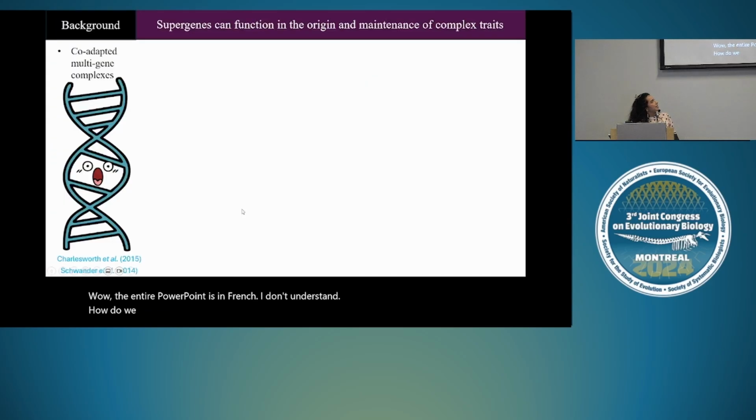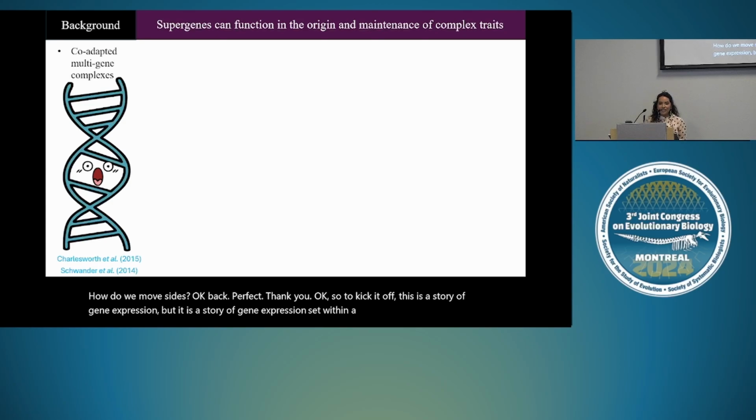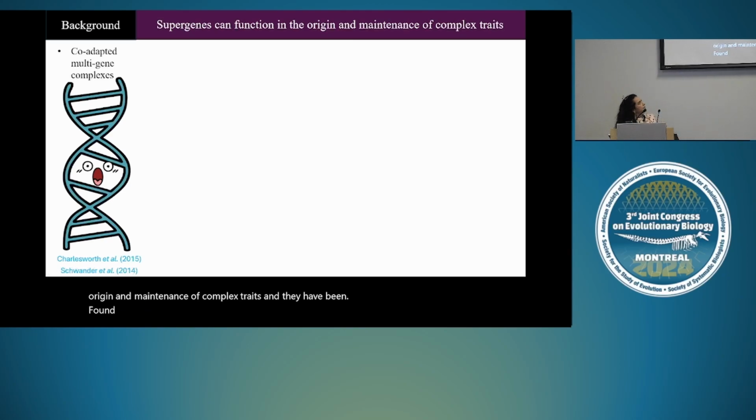Okay. Perfect. Thank you. Okay, so to kick it off, this is a story of gene expression, but it is a story of gene expression set within a supergene context. Supergenes, in brief, are these massive co-adapted genetic complexes that have been implicated in the origin and maintenance of complex traits, and they have been found in a number of various systems.